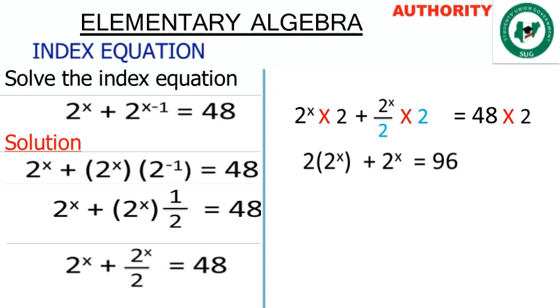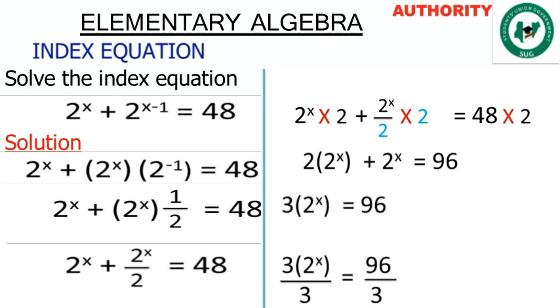Now if you look at this expression very well, you discover that this one is saying 2 of 2 raised to power x plus 2 raised to power x. So this one is just like 2 of this and then 1 of this. As you have 2 of these and 1 of these, you can add them together. So it will give you 3 of 2 raised to power x equal to 96. We are solving for 2 raised to power x, so we divide both sides by 3.